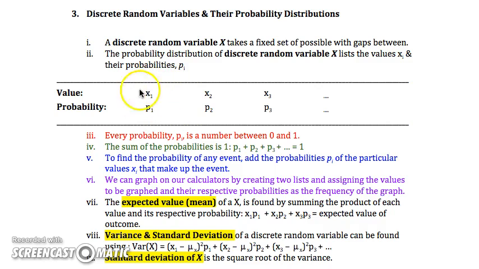So here you would take the value x1 and multiply it by its probability. Add that to x2 multiplied by its probability. Remember, probabilities in decimal form or proportion form. And you would add those up. So x1 times p1 plus x2 times p2 plus x3 times p3.